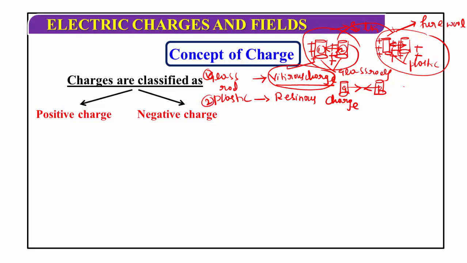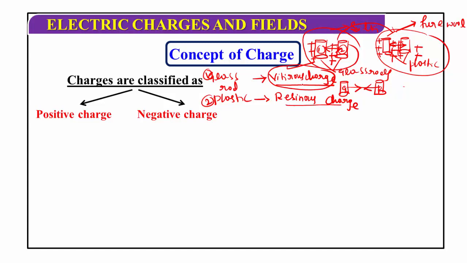And the charge is developed on the plastic rod when it is rubbed with the fur or wool. That is called resinous charge. Resinous means amber. Amber is a resin. But later on these terms were found to be misleading.